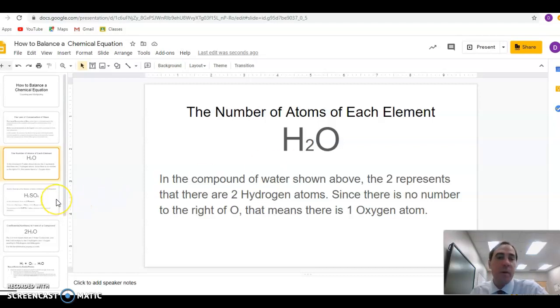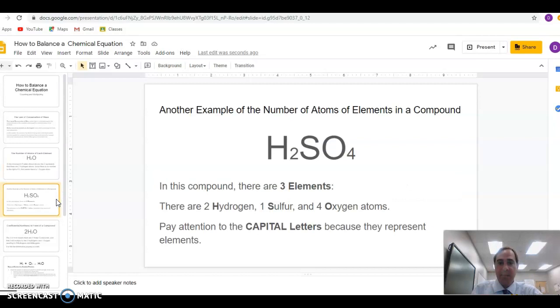Okay? We don't have to memorize the elements. We just need to be looking for capital letters. Okay? So here's another example of a compound. And you'll see that it's got 3 different elements present because you see that there are 3 capital letters. In this compound of H2SO4, we've got 2 hydrogens, 1 sulfur, because yes, there is no number beside the S, and there are 4 oxygens. So we only pay attention to the numbers directly to the right of a letter. That'll tell you how many of them there are.